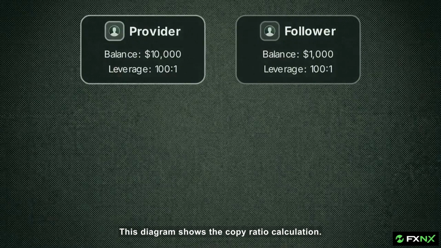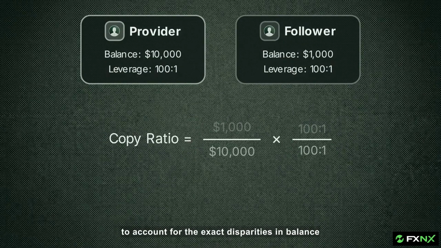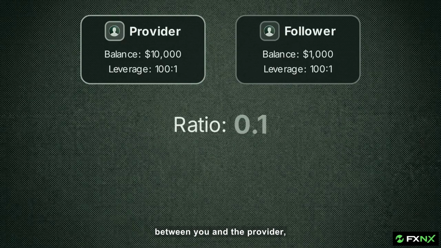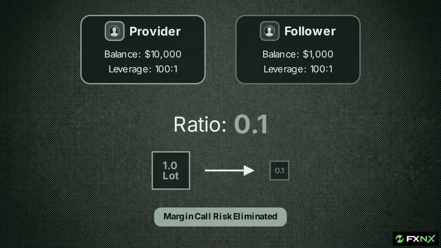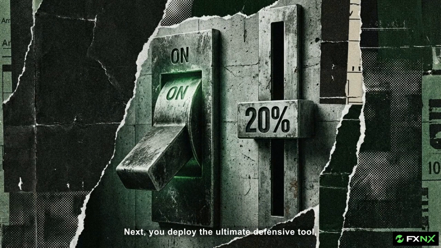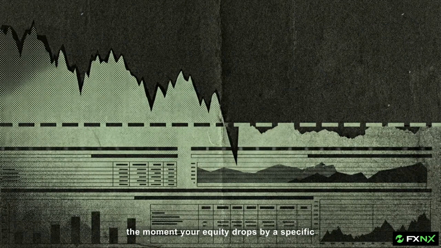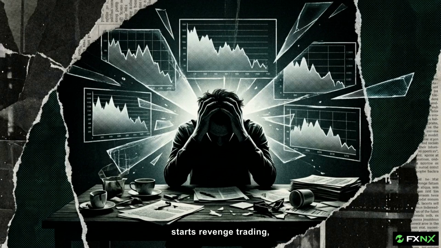This diagram shows the copy ratio calculation. You must dynamically adjust your position sizes to account for the exact disparities in balance and leverage between you and the provider, giving you a precise fraction to scale your trade safely. Next, you deploy the ultimate defensive tool, the hard stop. You set this at the account level to automatically sever the connection the moment your equity drops by a specific percentage. If the master trader goes on tilt and starts revenge trading, you are instantly disconnected.